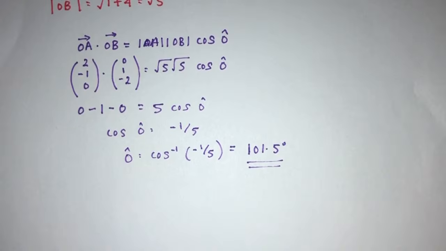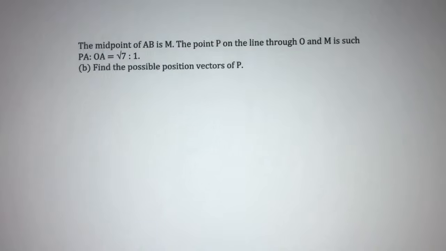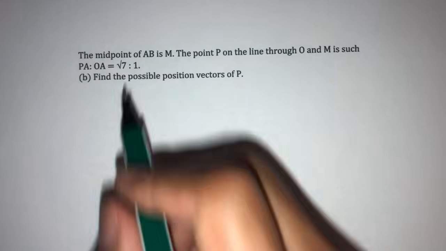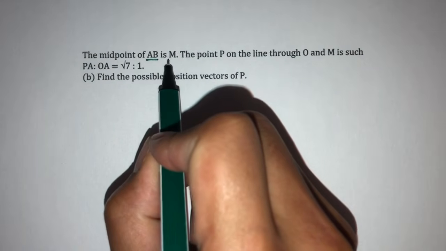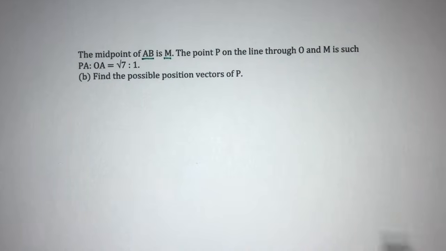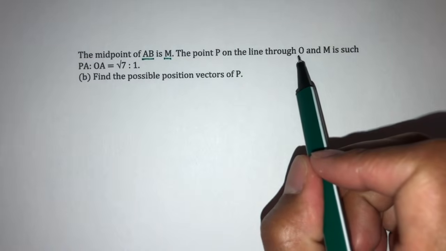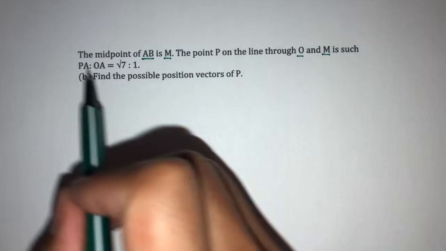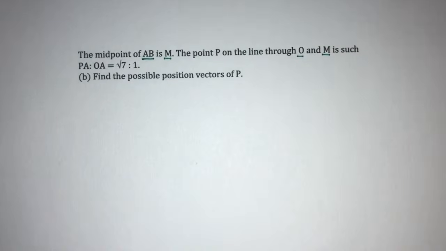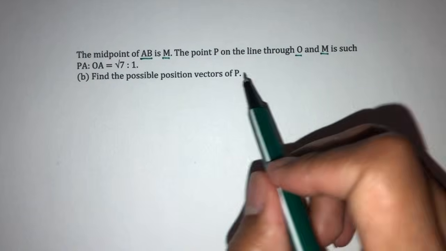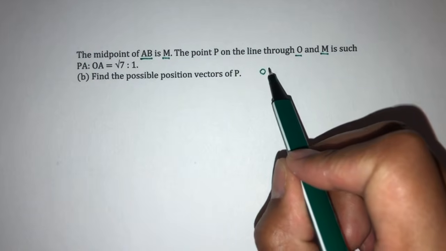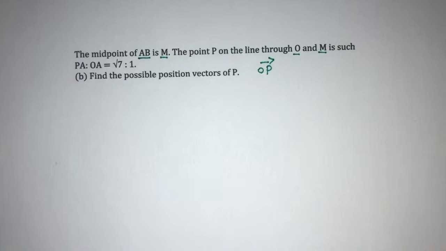Now let's move on to part B of the question. So here we have the midpoint of AB is M. Okay, great. And the point P is on the line through O and M such that the ratio of PA and OA is root of 7 to 1. Now using that information, we have to find the possible position vectors of P, which is we have to find the possible values for this vector OP.